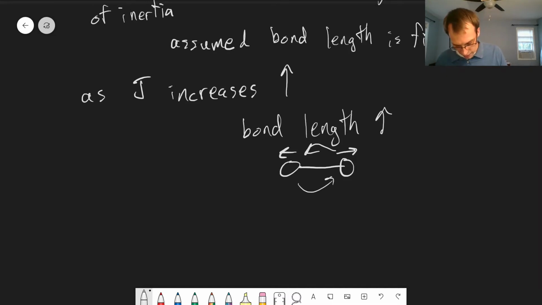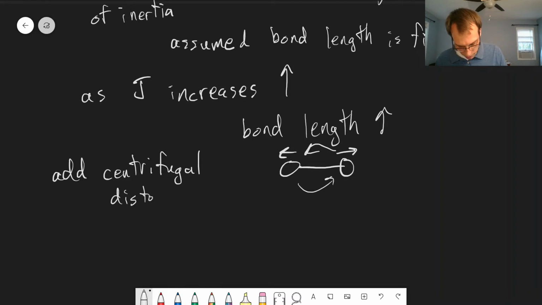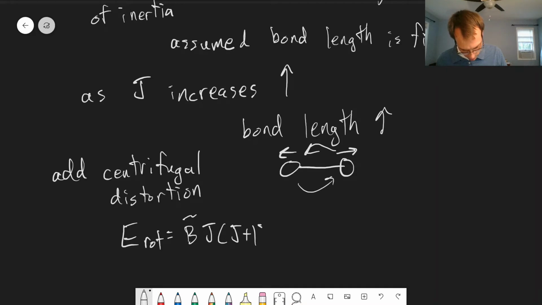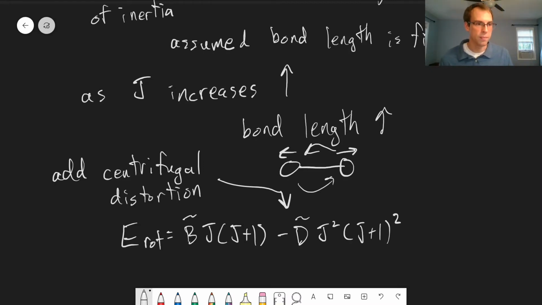And so we add what's known as a centrifugal distortion constant, centrifugal distortion being the name of this centrifugal force pushing the molecule apart. And so we do this by saying the rotational energy is equal to our rotational constant times J times J plus 1, minus a centrifugal distortion constant times a term that depends on the square of this, J squared times J plus 1 squared. And this is a general way. We can continue to add further corrections as a series of polynomials.